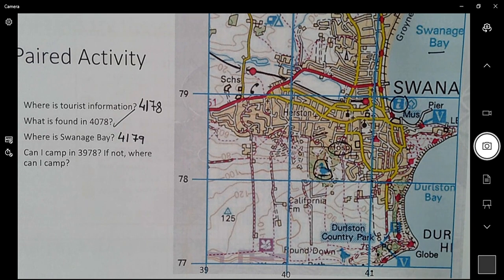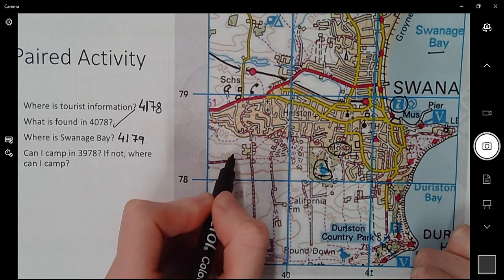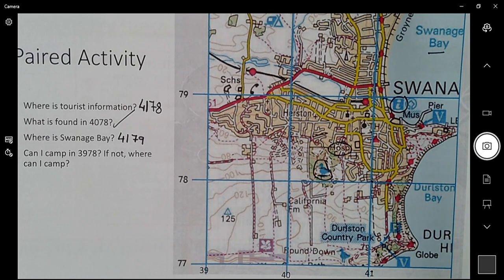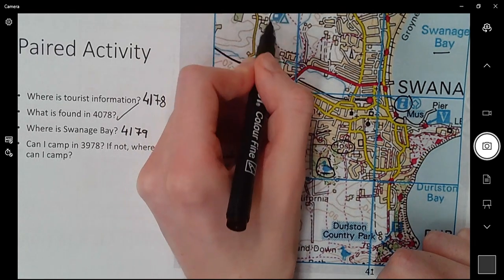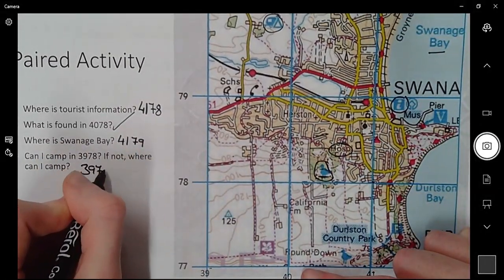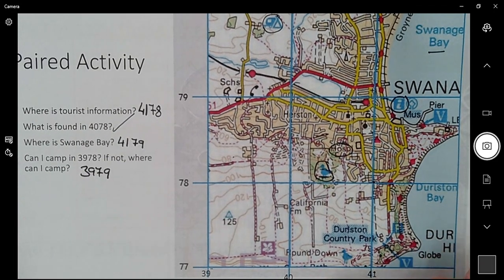Yeah, you're right. We can't camp in 3978 because there's no camping site there. So I'll just double check. I'm on 39. I go up to 78. There's no camping site here. So where could I camp? Again, pause the video and see if you can find a camping site. Yeah, well done. 3979. Here's a camping site. So I could camp in 3979, but not 3978.